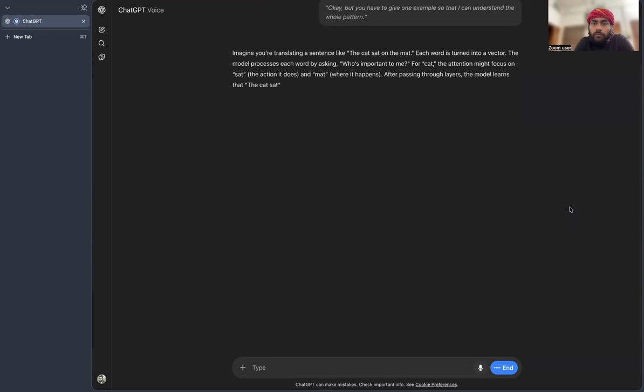After passing through layers, the model learns that the cat sat should likely be followed by something like on the mat. Over time, it adjusts its internal dials so it gets better at predicting natural patterns, whether that's next words, answers, or translations.